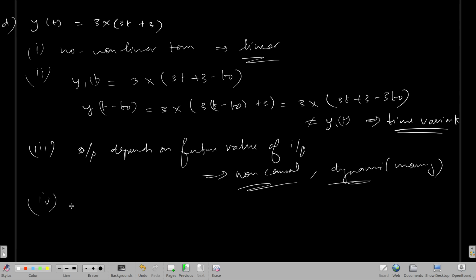And what about stability? Here the output is just 3 multiplied by the shifted value of the input, right? So if the values of the input are finite, then the output is also finite. That is, the BIBO condition is satisfied. Therefore, this is a stable system.